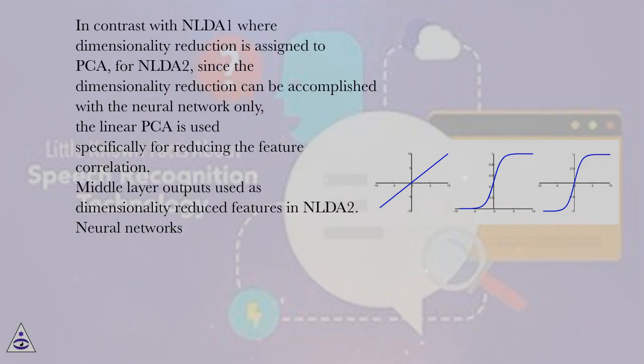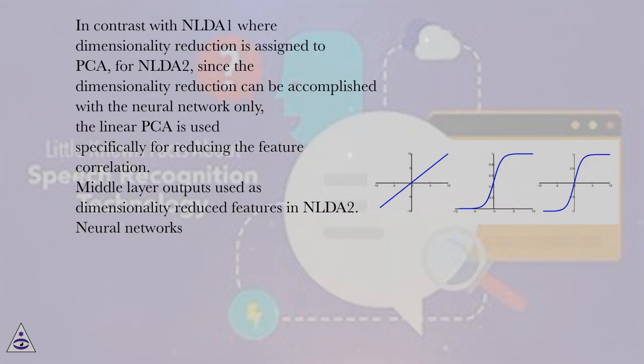In contrast with NLDA1 where dimensionality reduction is assigned to PCA, for NLDA2, since the dimensionality reduction can be accomplished with the neural network only, the linear PCA is used specifically for reducing the feature correlation. Middle layer outputs used as dimensionality reduced features in NLDA2.